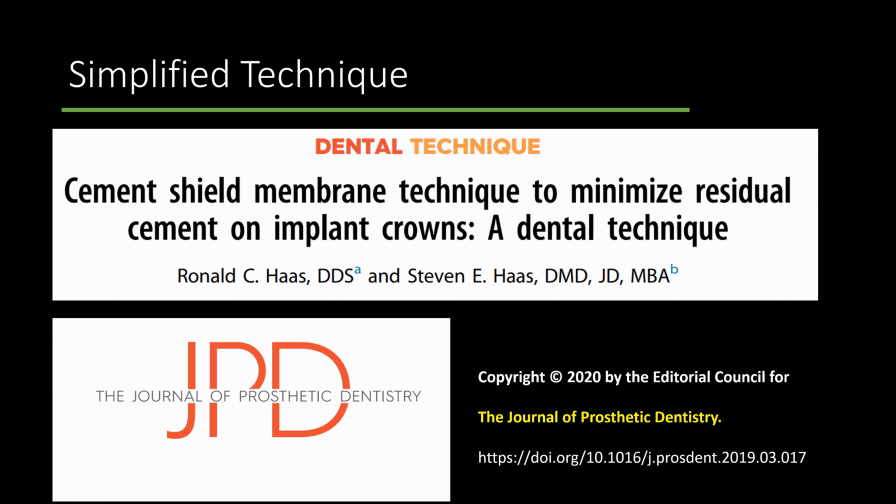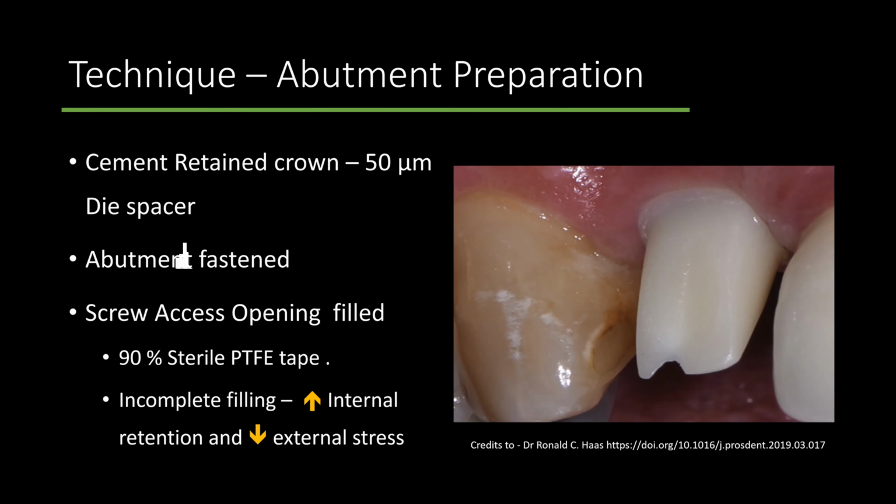The membrane drapes around the abutment intraorally, which makes it a copy abutment. This eliminates the time and material-consuming steps. Start with a custom abutment and cement-retained crown, incorporating a 50 micrometer die spacer. The abutment is fastened with appropriate torque.